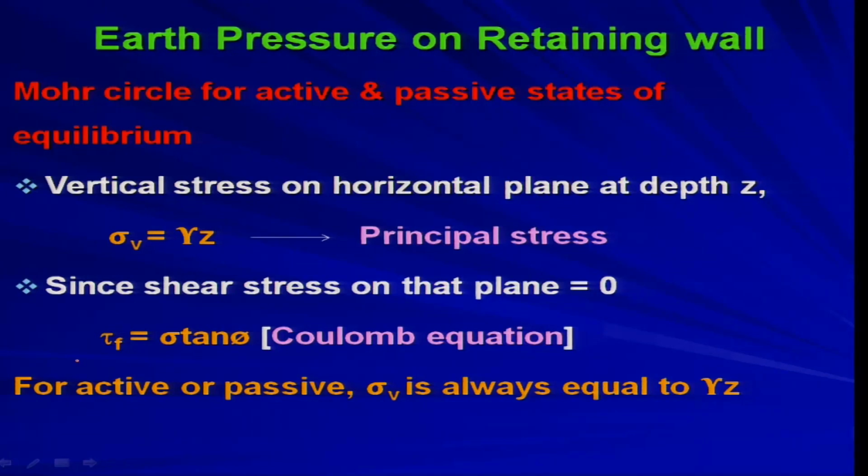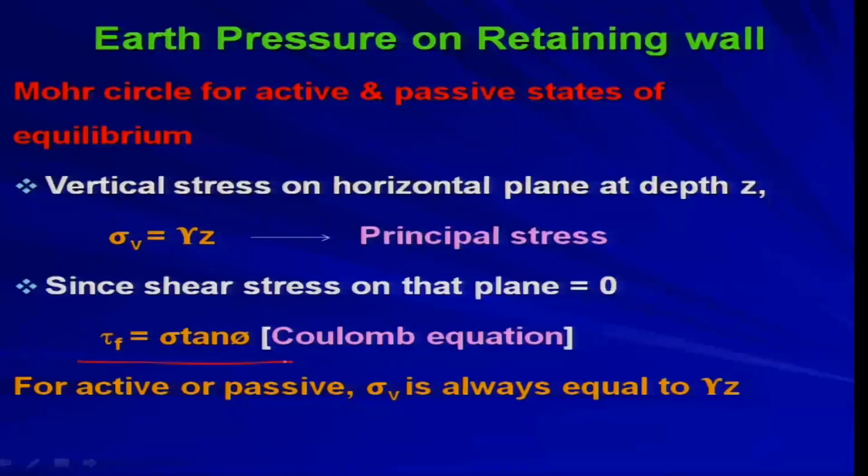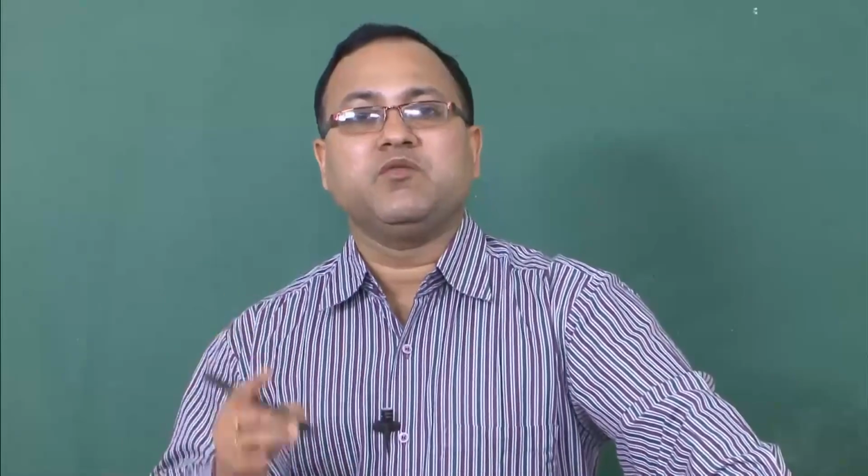And from Coulomb's equation I know tau f equals sigma tan phi, because c is not there. We are not considering cohesive soil for the time being, as we said we are considering only cohesionless soil; cohesive soil will come later on. So, for active or passive state, sigma v is always equal to gamma z, please try to remember. Sigma v could be minor or major depending on whether you are dealing with active or passive state, but sigma v is unchanged and equal to gamma z whichever state you are considering.